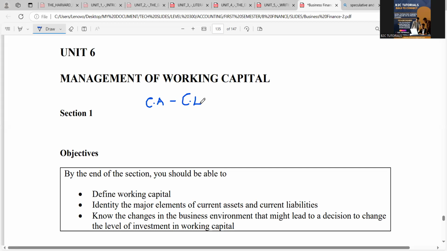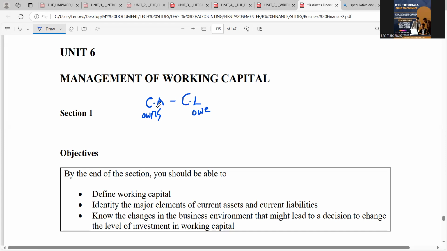Okay. Now, having said that, what are current assets? These are items that the organization owns. And the other side of it is what the organization owes. That is the liability. So when we say you are liable, that means you are in debt, you owe.